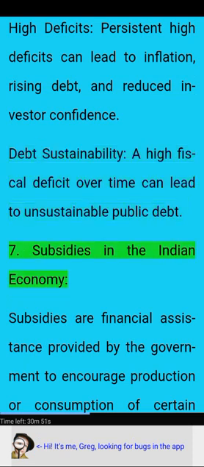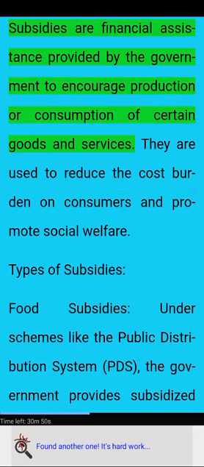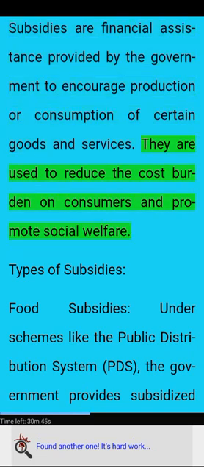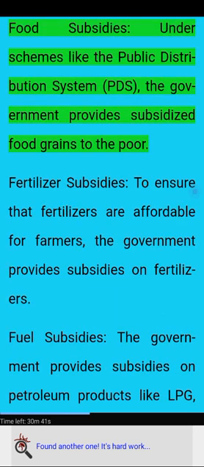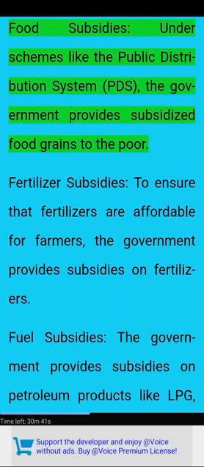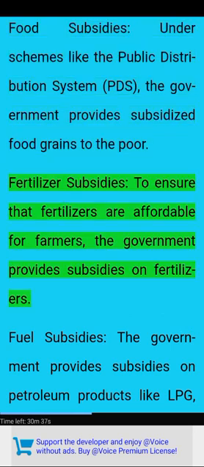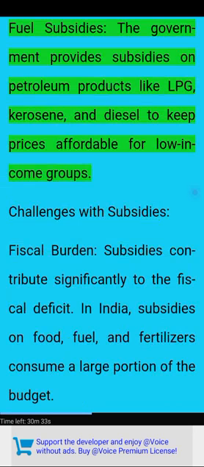7. Subsidies in the Indian economy. Subsidies are financial assistance provided by the government to encourage production or consumption of certain goods and services. They are used to reduce the cost burden on consumers and promote social welfare. Types of subsidies. Food subsidies. Under schemes like the Public Distribution System (PDS), the government provides subsidized food grains to the poor. Fertilizer subsidies. To ensure that fertilizers are affordable for farmers, the government provides subsidies on fertilizers.